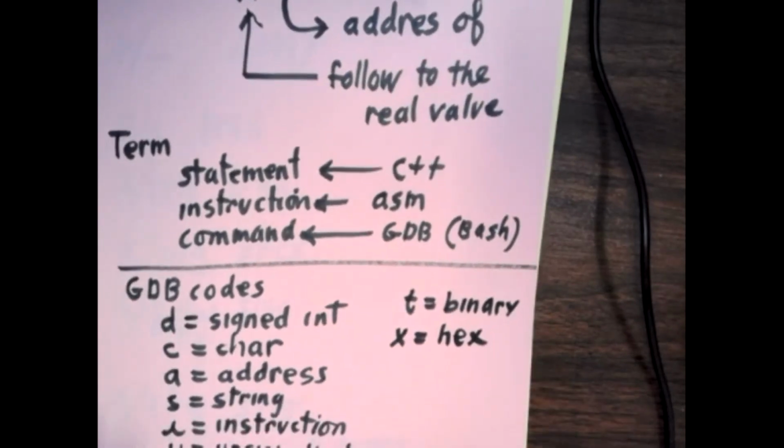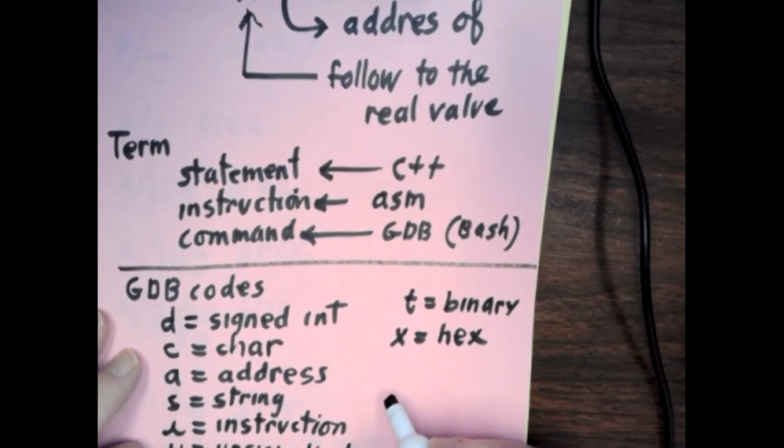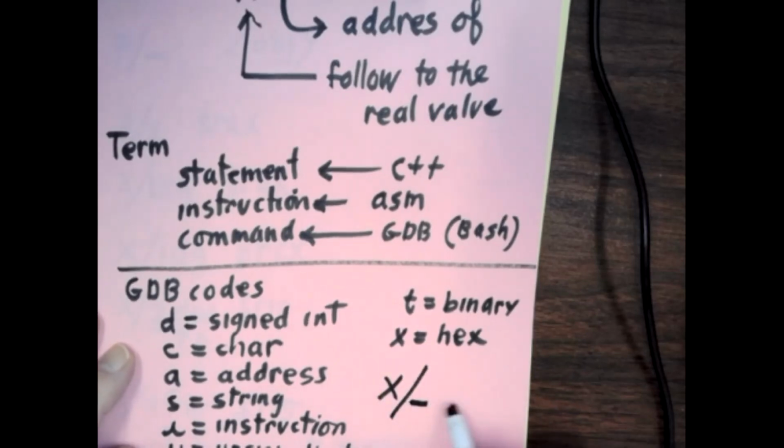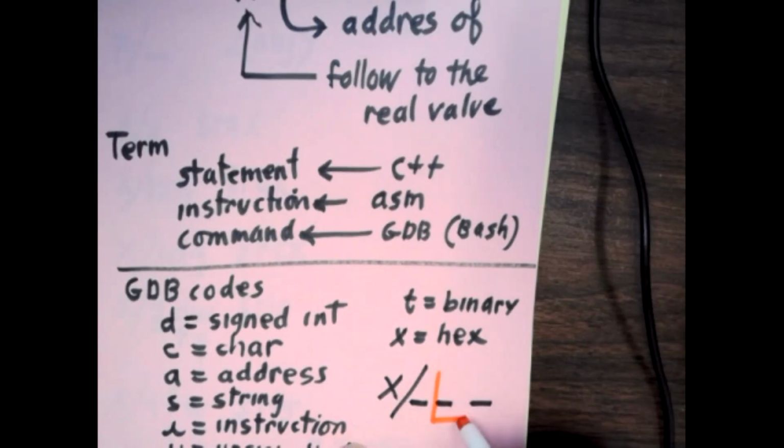Okay. Those are the items you can use in the X/ command. X/ and then you need 3 parameters here. These are the codes for the middle parameter. Okay. All right. Do I have any more to tell you about? I don't think so.